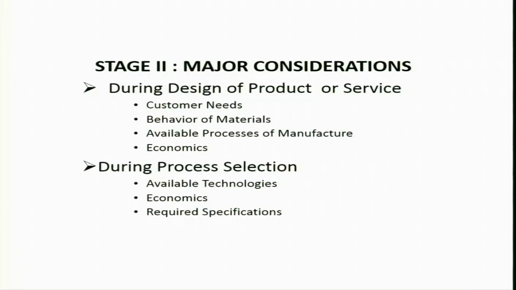What are the important considerations here? I will look at the customer needs, I will look at the behavior of material, what type of material, whether I should go for metals, non-metals, plastics or something else, or what are the available processes, whether I am joining the materials with the help of welding or some other process, or I am doing molding of a single piece like that. And then I have to see the economics also.